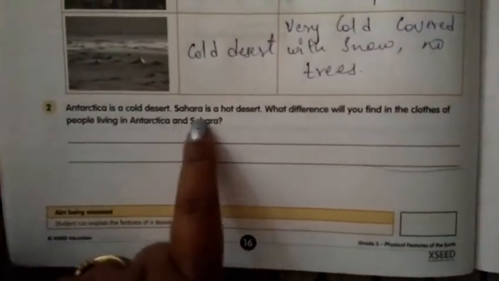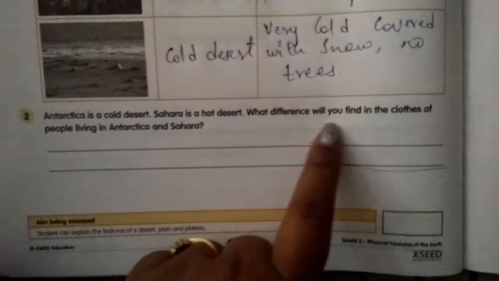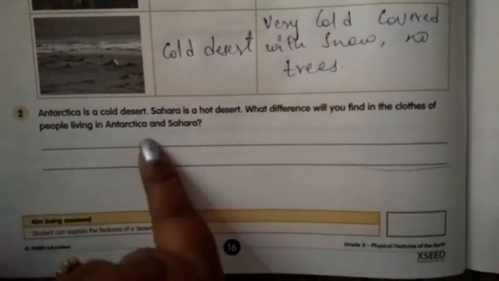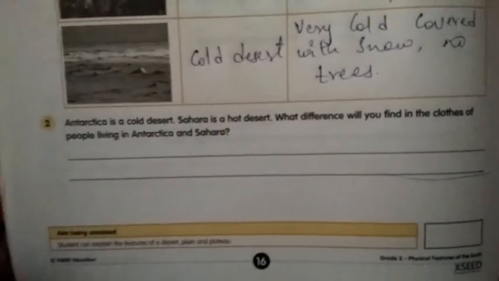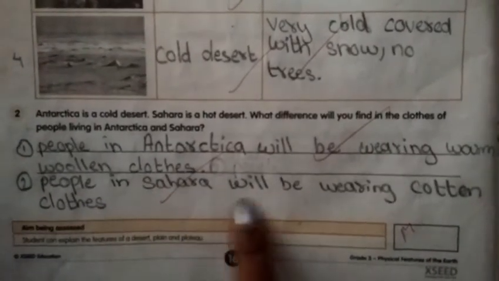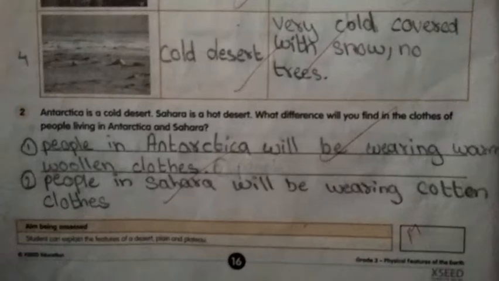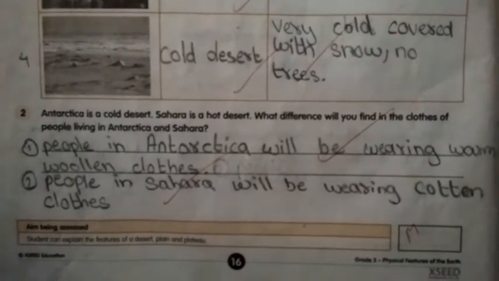Antarctica is a cold desert. Sahara is a hot desert. What differences will you find in the clothes of people living in Antarctica and Sahara? In Antarctica, what is the climate? Cold desert. So what type of clothes do they wear? They wear warm and woolen clothes. And the Sahara desert is hot, so what type of clothes do they wear? Cotton clothes. Very easy answer, right? People in Antarctica will be wearing warm woolen clothes. People in Sahara will be wearing cotton clothes. Okay, children, complete your workbook.